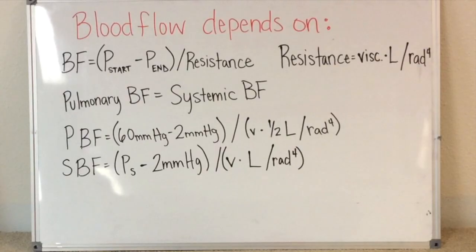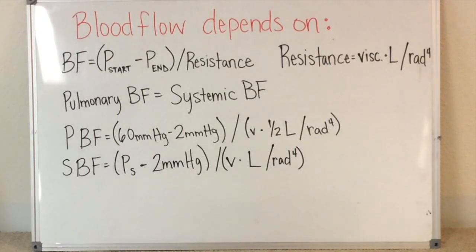This is an oversimplification, but an easy way to understand why pulmonary pressure is less than systemic pressure. Pulmonary blood flow needs to be equal to systemic blood flow in order to prevent congestive heart failure. If we fill in our variables, we can see pressure at the start of the heart, leaving both ventricles, minus pressure at the end in both atria, over resistance dictates blood flow.